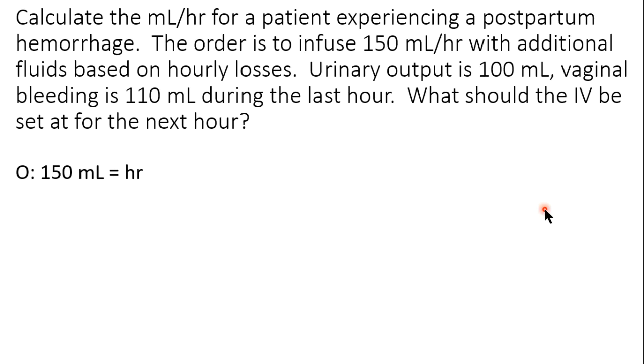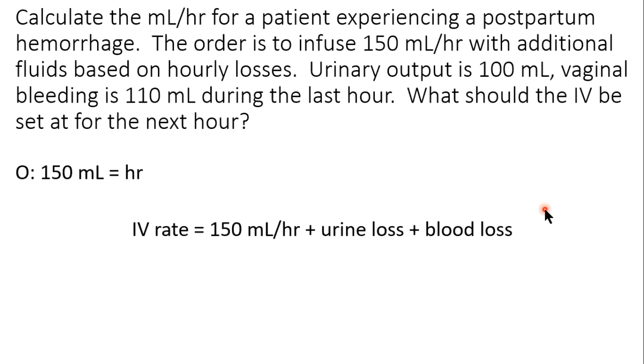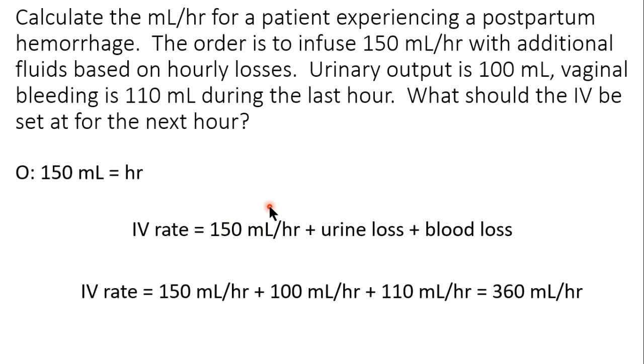We have the order for 150 milliliters per hour, and the IV rate has to depend on the amount of fluids lost. So we have the order, which is 150 milliliters per hour, plus the urinary output, which is 100 milliliters per hour, and the vaginal bleeding, which is 110 milliliters per hour. So when you add all of that, we are left with 360 milliliters per hour. So that is the rate that we have for this patient.